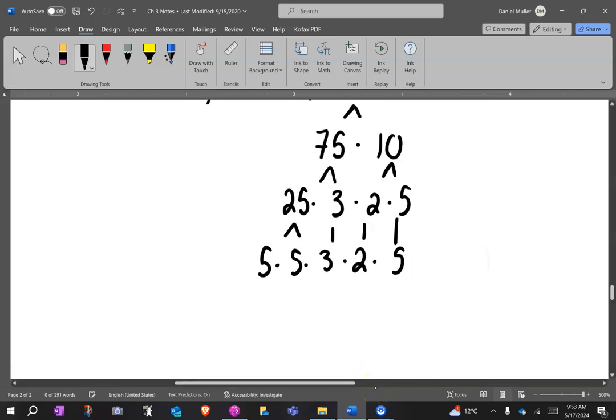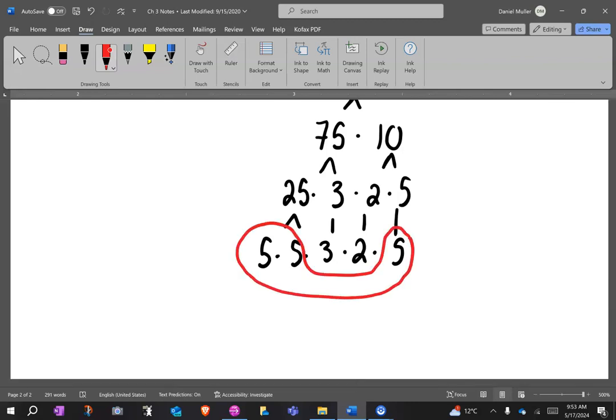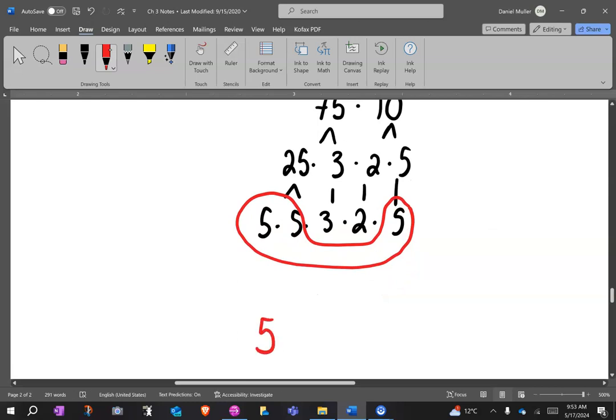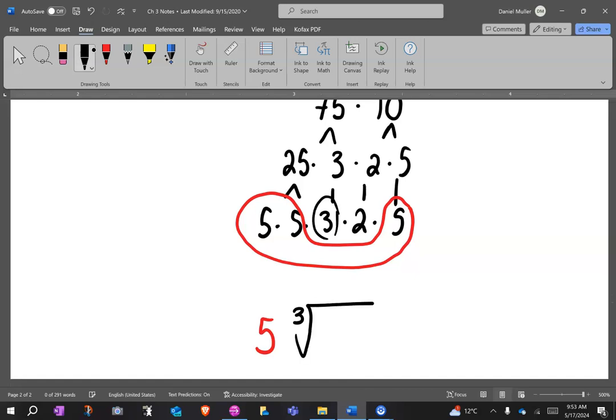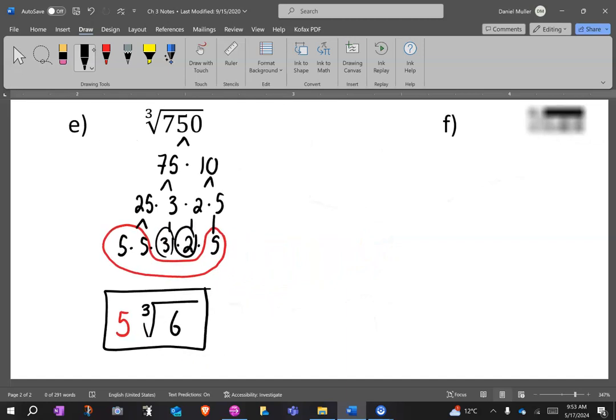So I'm looking for groups of 3. And it's kind of in a weird order, but I'm going to have to circle them. I see the 5s. So I have a group of 5s. I'm going to write that, just a single group. This is one 5, and the cube root symbol. And my leftovers are a 3 and a 2. So not 32, but 3 times 2, which is 6. So 5 cube root 6. And let's see what we got for the next one.